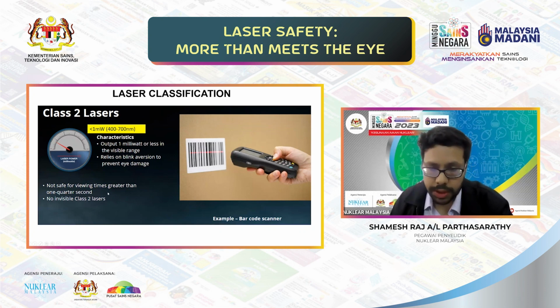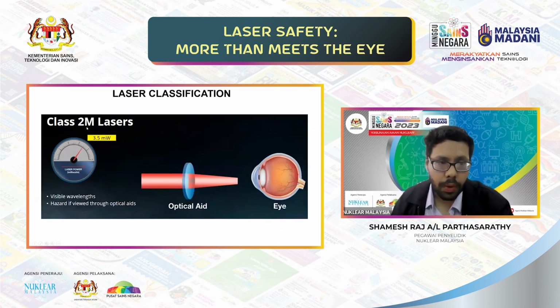So this is what I mentioned just now. If you view it for more than 0.25 seconds, it may cause harm to the eye itself, right? An example of a class 2 laser is a barcode scanner, the one we normally use in the supermarket or hypermarket, right? Again, as with class 1, we also have class 2M lasers, all right?